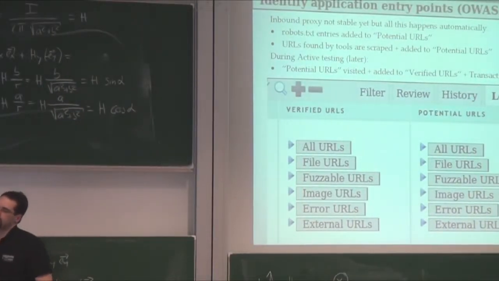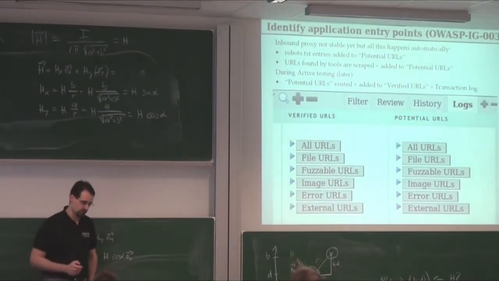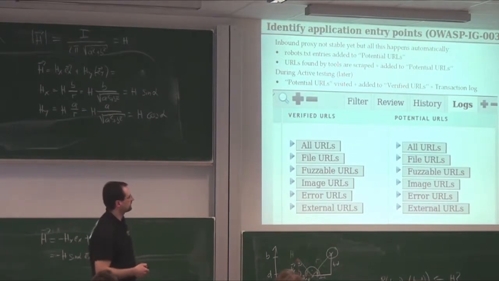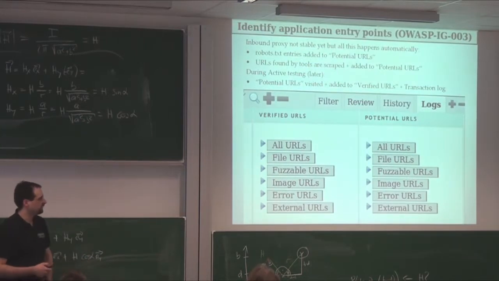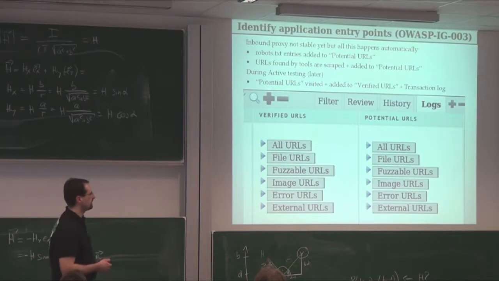Now for the entry points, a weak point here for OWTF is that the inbound proxy is not fully working yet. And the strong point is that because there's a lot of tools that are run, OWTF does what I call scumbag spidering. So instead of implementing a spider, it will scrape URLs from all the tools run.